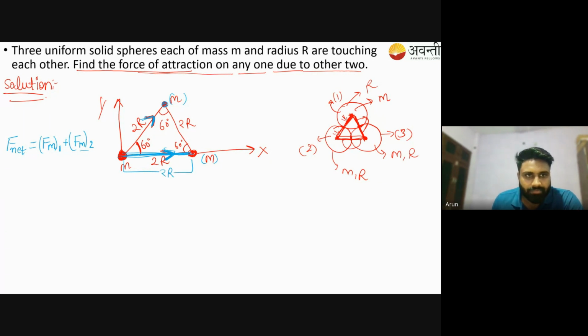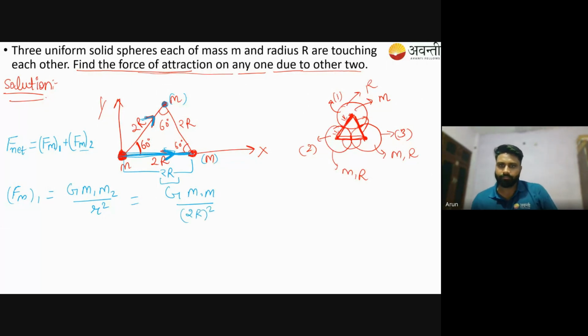Firstly, we will calculate this. This is Fm1. The force is given by G m1 m2 by r square. What is the mass? It is m into m divided by, what is the distance between them? It is 2r, so it is 2r whole square. Now this is G m square by 4r square.